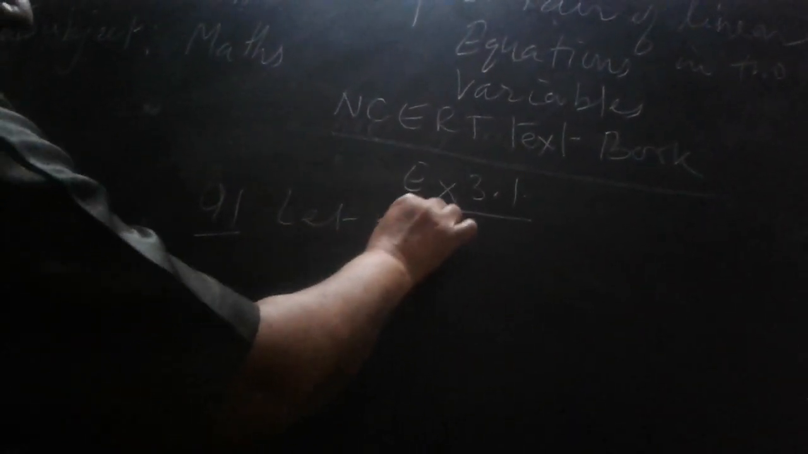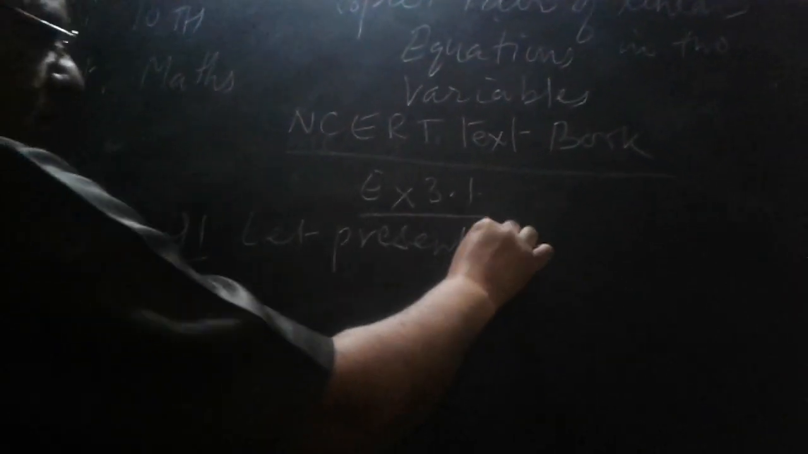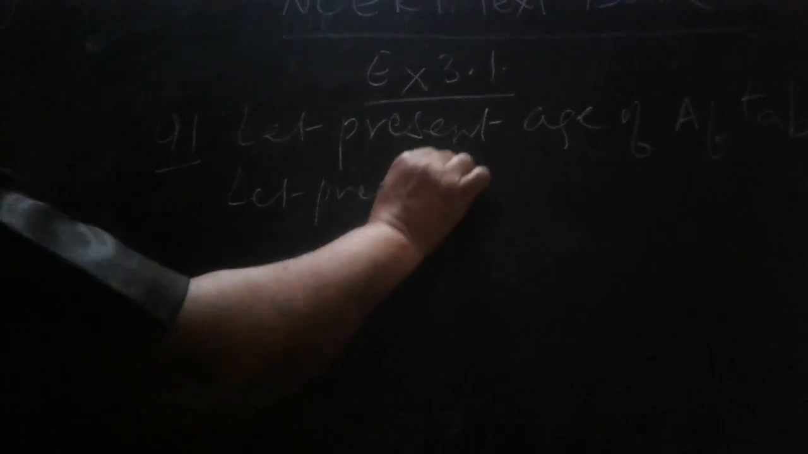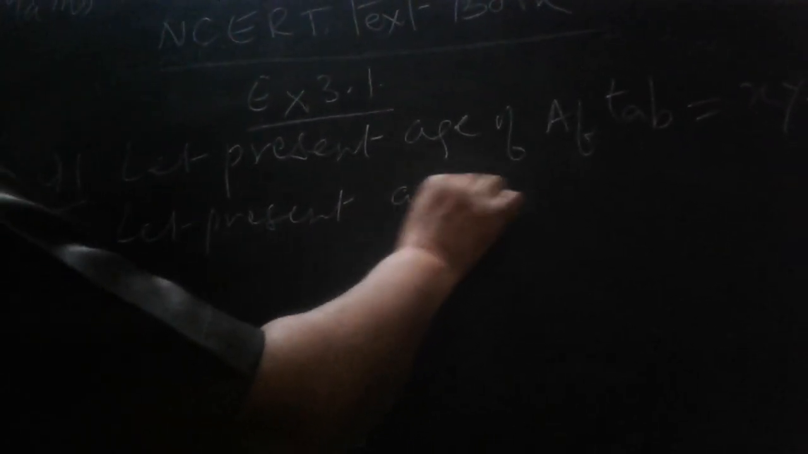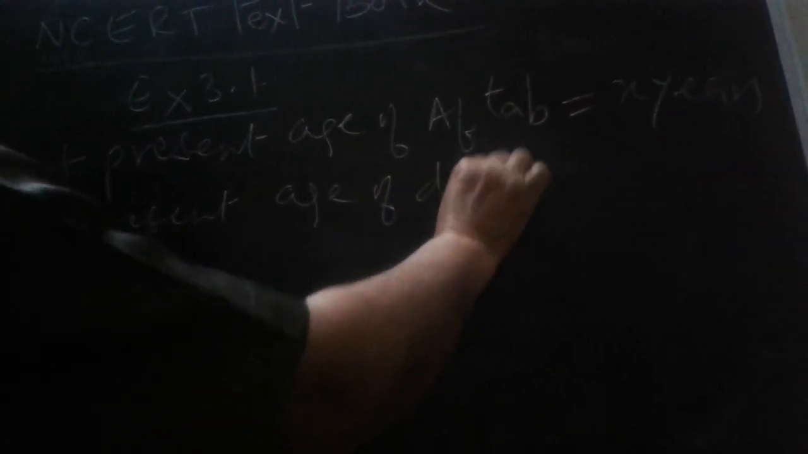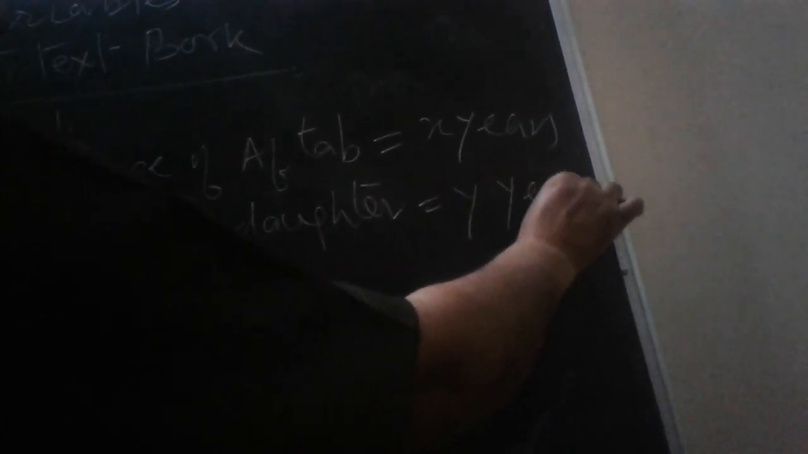So we suppose, let the present age of Aftab equal x years. Let the present age of daughter equal y years. x is the present age of father and y years is the present age of daughter.